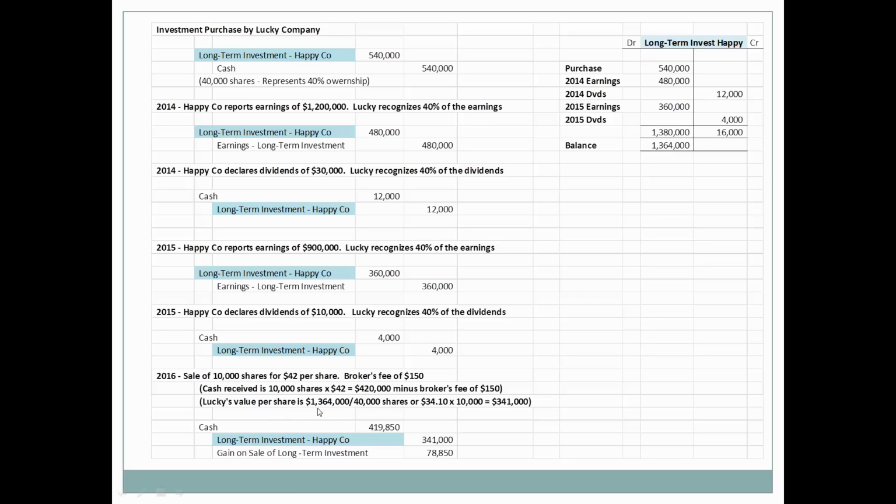Now, how does Lucky record the fact that they no longer have these 10,000 shares? Lucky's value per share at present, after the 2 years of ownership, is the $1,364,000 divided by the 40,000 shares that they purchased. In other words, it's $34.10 a share. So they'll record the 10,000 shares that they're selling at cost, taking that cost off of their books of $341,000. So the long-term investment in Happy Company is going down by $341,000 because they're selling 10,000 shares. The difference between these two reflects a credit, which is a gain. So there was a gain on the sale of this long-term investment.